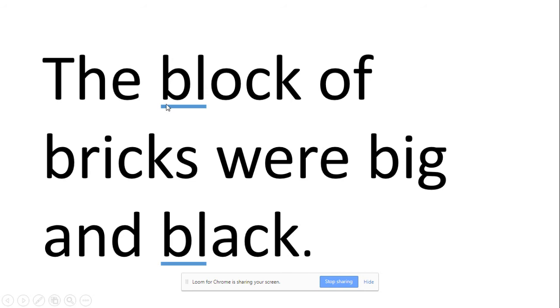The block of bricks were big and black. Well done. We read our first sentence where we are completely aware of what the consonant clusters look like.